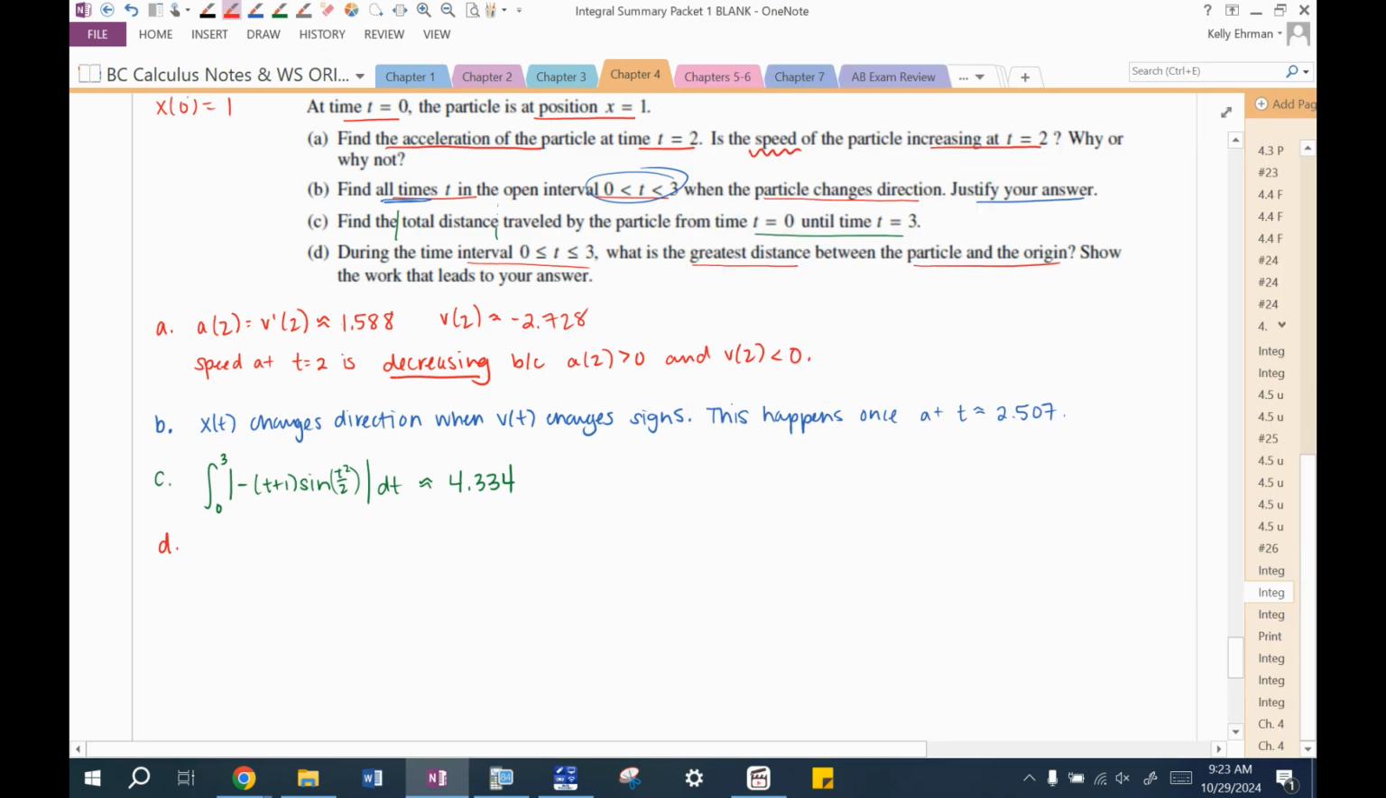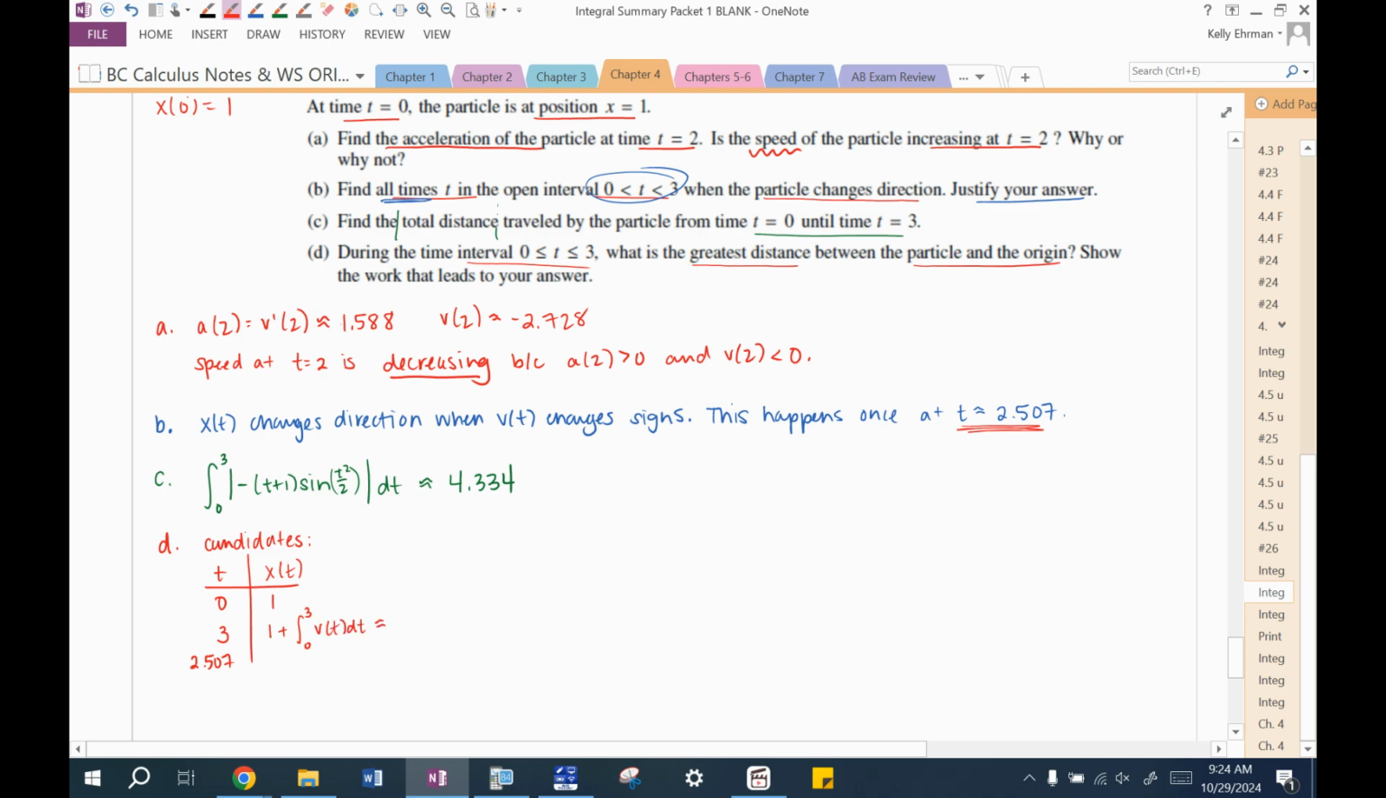But all right, we're basically looking at what are the candidates and what are we going for. So let's do the candidates. Candidates would be t values of the endpoints, so 0 and 3. And then also that little time where it changed over there, 2.507. Let's see what x of t comes out to. So x of 0 we know is 1. At 3, it would be 1 plus the integral from time 0 to time 3 of v of t dt.